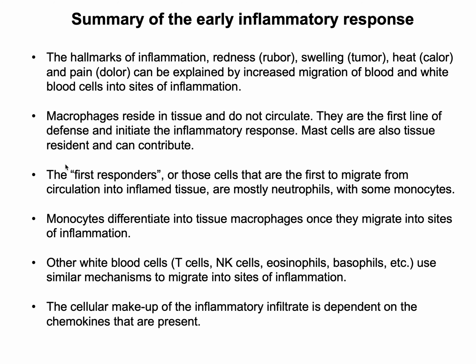What we call the first responders are typically the neutrophils, and these are cells that are the first to migrate from circulation into the inflamed tissue. So the macrophages secrete cytokines, put up their warning signals, and induce the migration of neutrophils into that tissue. Also, some monocytes will migrate into those inflamed tissues. Monocytes, however, once they migrate into that tissue, differentiate into tissue macrophages within that site of inflammation. Other white blood cells use very similar mechanisms to migrate into those sites of inflammation, but the cellular makeup of the inflammatory infiltrate is dependent on the chemokines that are present.